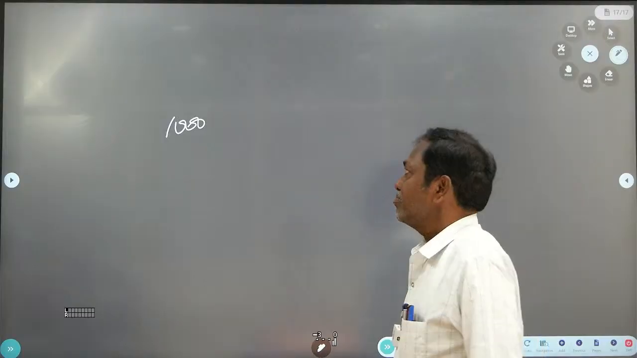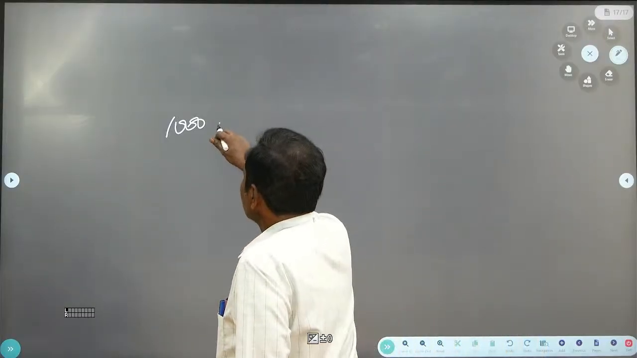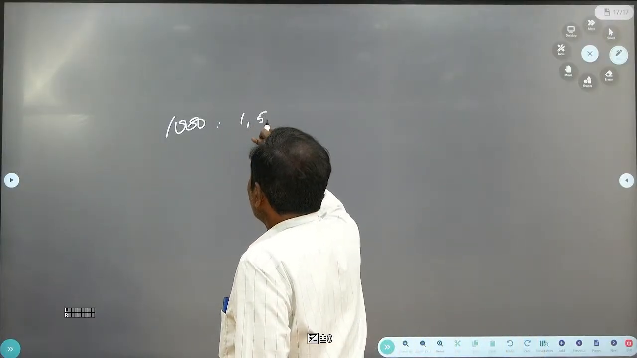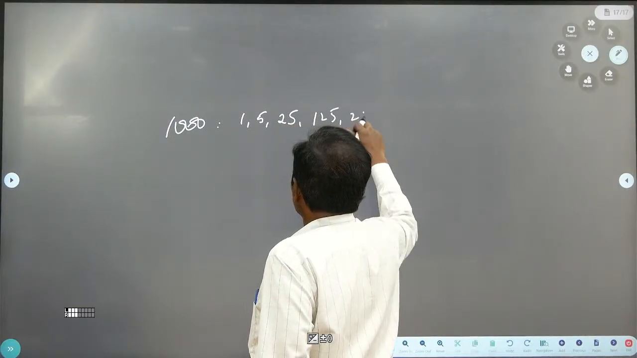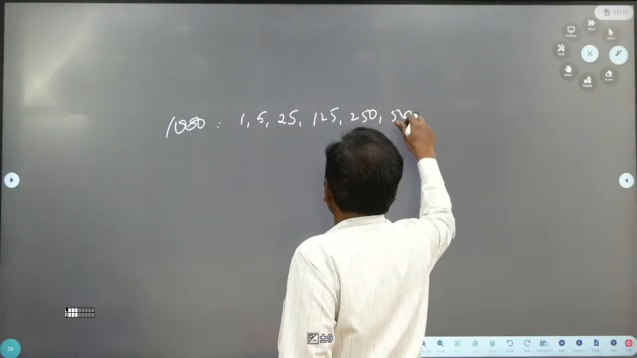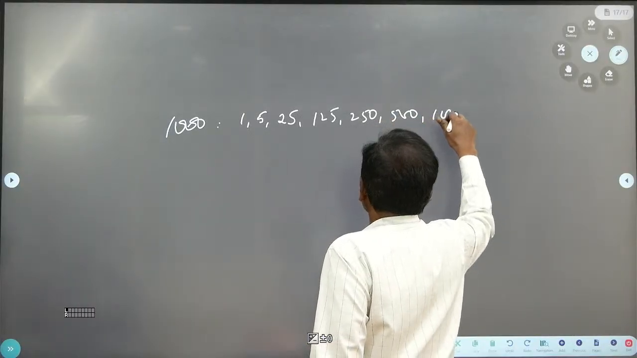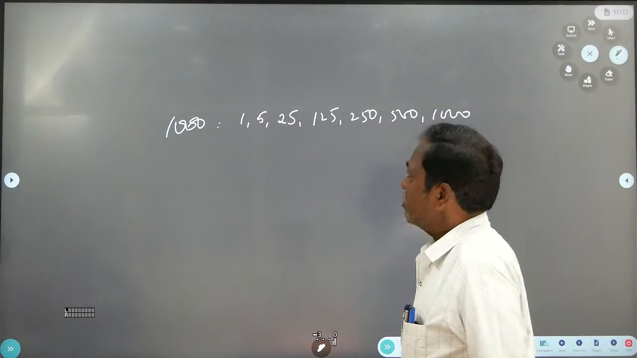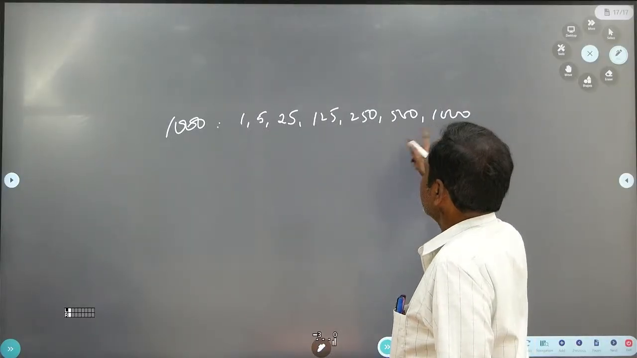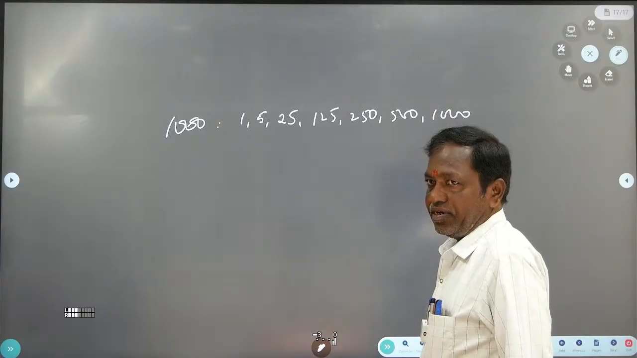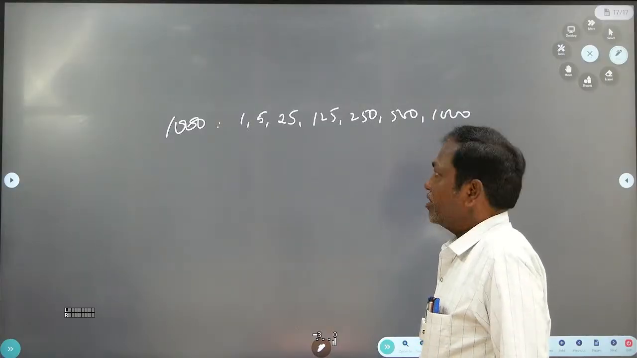1, 5, 25, 125, 250, 500, 1000. These are the factors. So how many are there? 1, 2, 3, 4, 5, 6, 7 factors are there. Right? 7 factors are there.